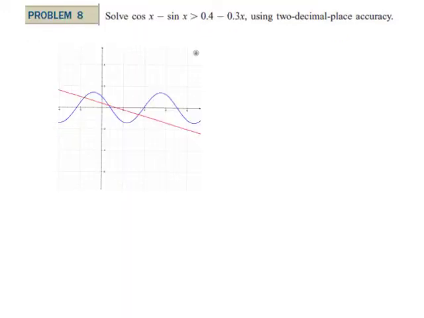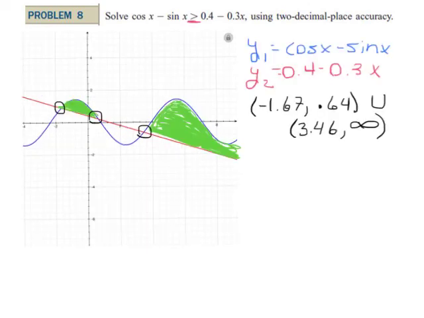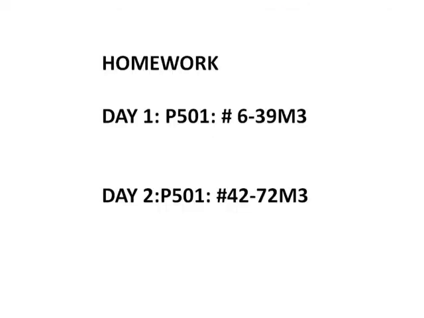Time for you to pause. Here's your answer. The tricky one about this is where you wanted the cosine x minus sine x greater than. All right, here's your homework for day 1 and homework for day 2 because we're taking 2 days on this.